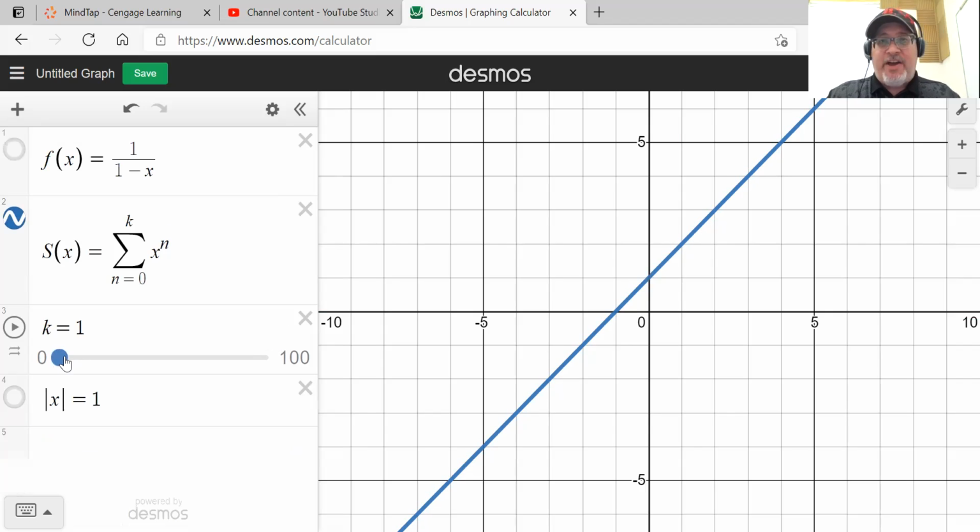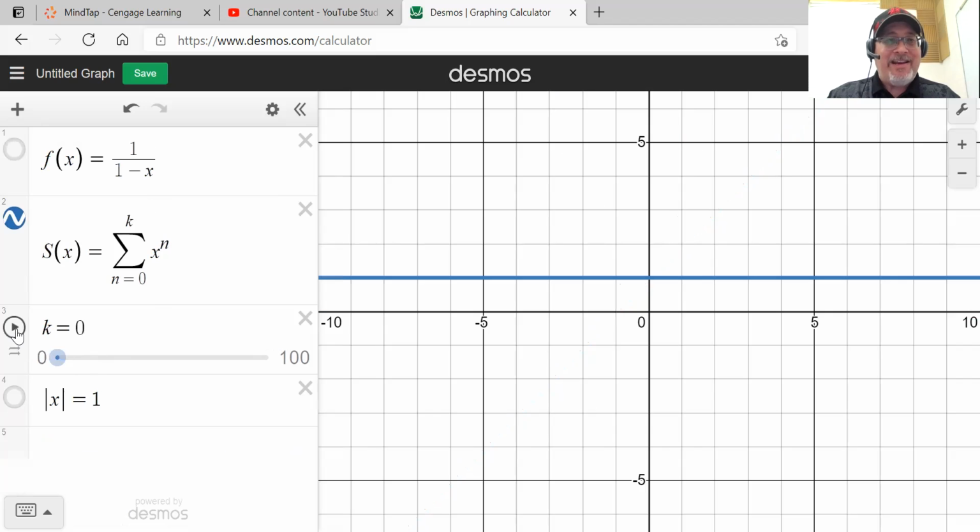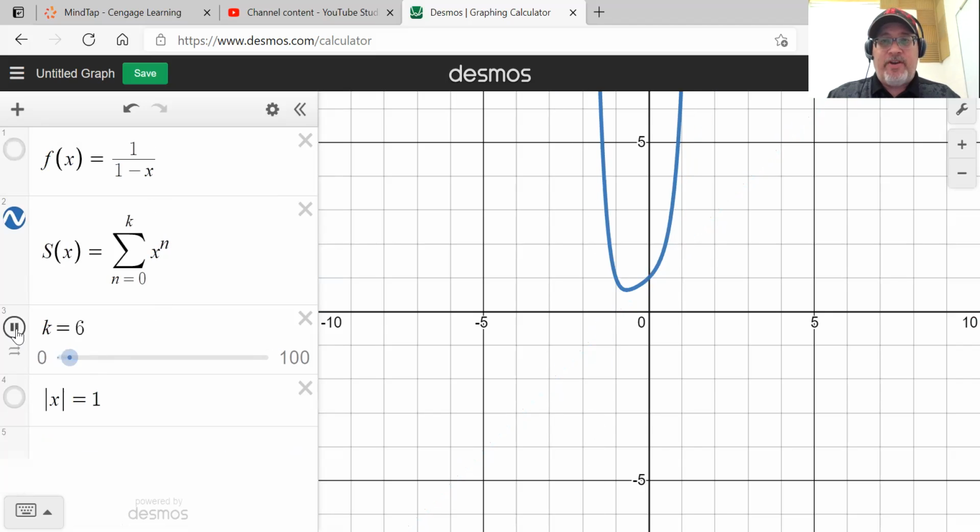But as I move the slider up and increase the upper limit on the sum, now I get a parabola, which makes sense because this upper limit is the power we stop at. But as I raise the index, I start getting curvier and curvier graphs. In fact, I can animate this so that it will just start raising the powers for me. Right now, it's having a 12 as an upper limit. So it's going from the 0th power of x to the 12th power of x, 1 plus x plus x squared plus x cubed plus x to the 4th, all the way to x to the 12th.